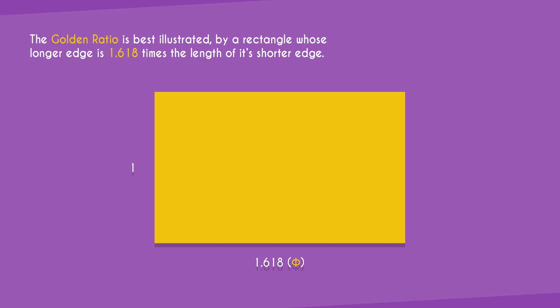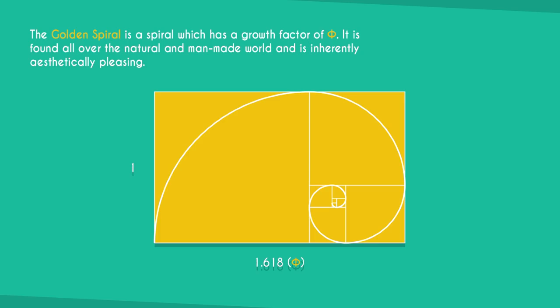And it's best represented by a rectangle whose longer edge is 1.618 times the length of its shorter edge, or its phi. The golden spiral is a spiral which has a growth factor of phi. It's found all over the natural and man-made world and is inherently pleasing. So essentially, this growth rate of shapes and scales is pleasing to look at for human beings. We don't know why, it just seems to be nice, essentially.